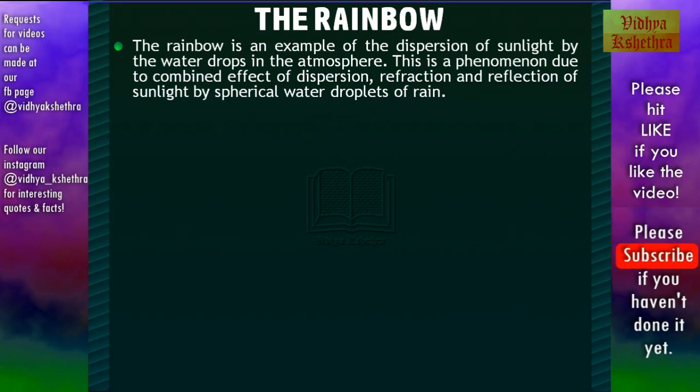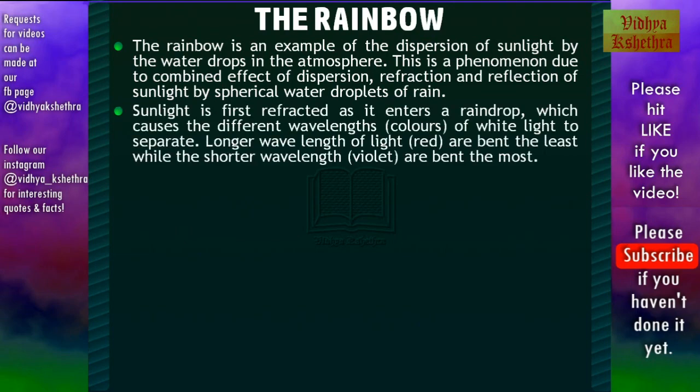This is a phenomenon due to the combined effect of dispersion, refraction and reflection of sunlight by the spherical water droplets of rain. Sunlight is first refracted as it enters a raindrop, which causes the different wavelengths, that is the colors of white light, to separate. The longer wavelength of light, which is red, is bent the least, while the shorter wavelength, which is violet, is bent the most.